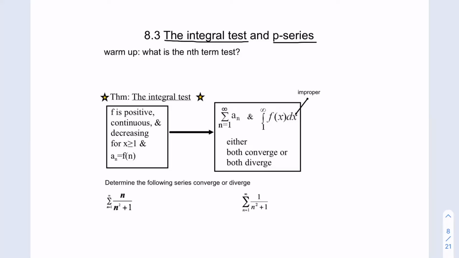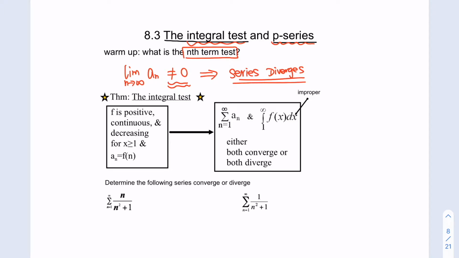Today we are going to go over 8.3, the integral test and the p-series test. Last lesson we learned the nth term test for divergence. That means if the limit as n goes to infinity of a_n is non-zero, this tells us the series diverges. This is only a test for divergence of a series.